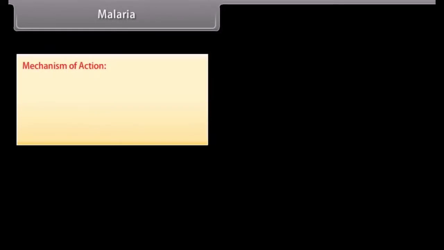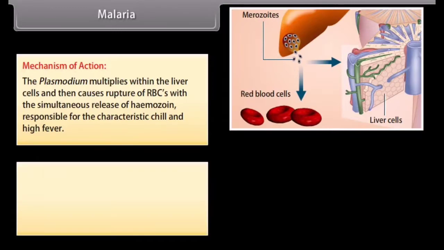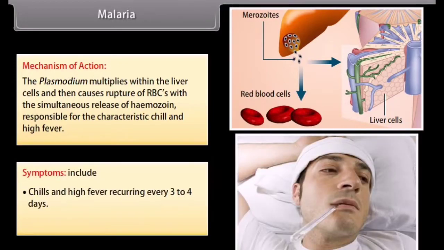Mechanism of action. The Plasmodium multiplies within the liver cells and then causes rupture of RBCs with the simultaneous release of hemozoin, responsible for the characteristic chill and high fever. Symptoms include chills and high fever recurring every 3 to 4 days, and fatigue.